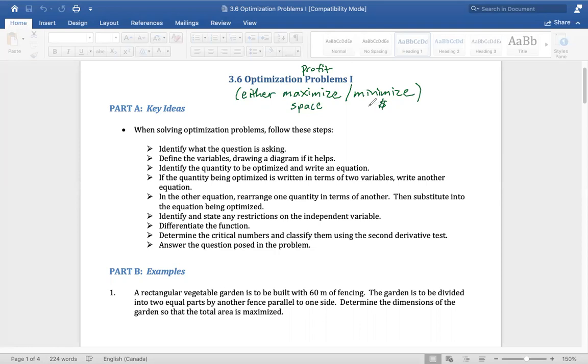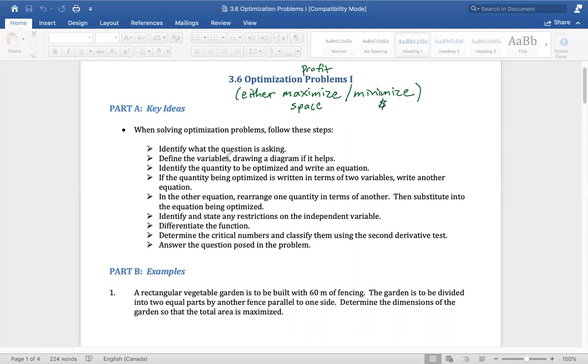So just kind of talking about what kind of questions would be optimization questions. Trying to make the situation as best as possible by either maximizing again or minimizing. So when we're looking at these questions, the steps we want to follow is, again, part of this would be figuring out what the question is asking. Does it want me to maximize? Does it want me to minimize? What would be the optimal situation there?